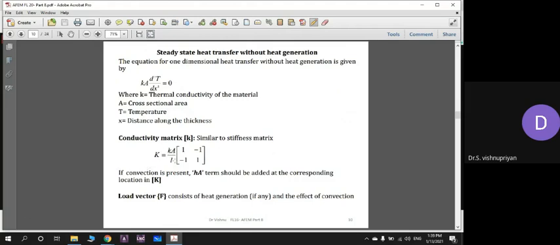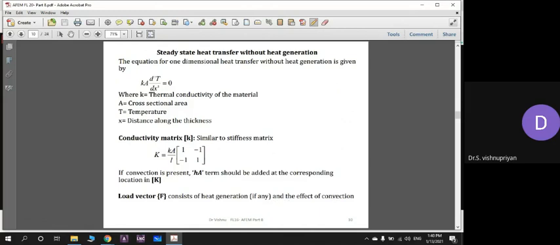Now, this is only with conduction. If you have convection also, then the H A term should be added at the corresponding location in K. Suppose that I have a convection at node 2, then at the 2-2 position, I have to add this H A term, where H is the convection heat transfer coefficient of the fluid. And the load vector consists of heat generation, if any, and the effect of convection.